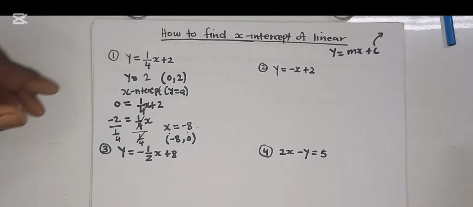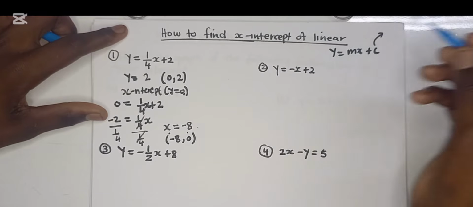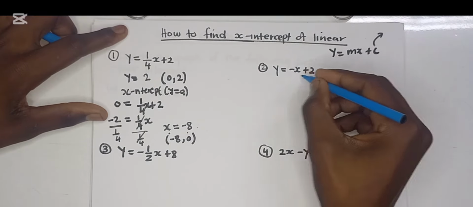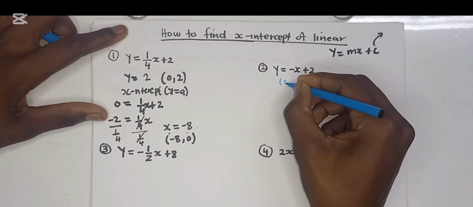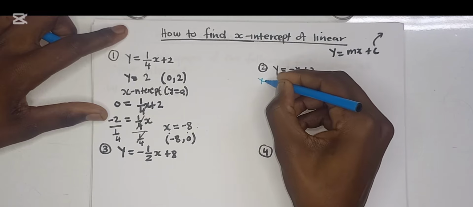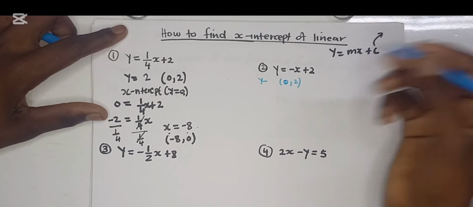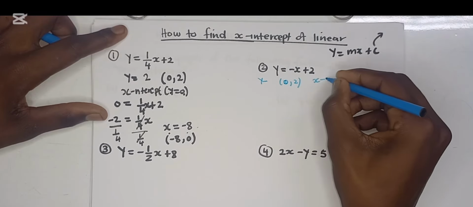So now let's take a look at the second one. Let's start with the y-intercept. The y-intercept is going to be 2, so it's 0 and 2 actually. This is the y-intercept, and it's clear that we don't have to calculate it. So what we need to calculate is the x-intercept.